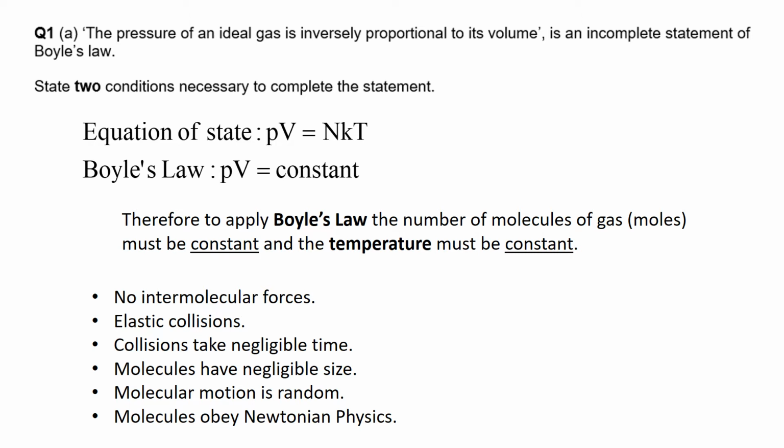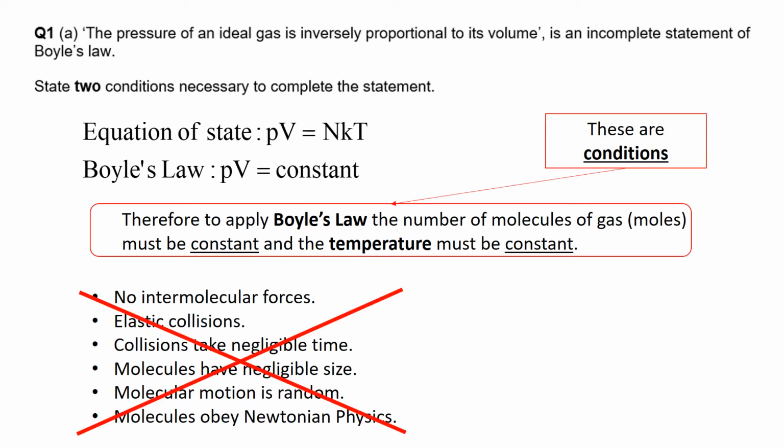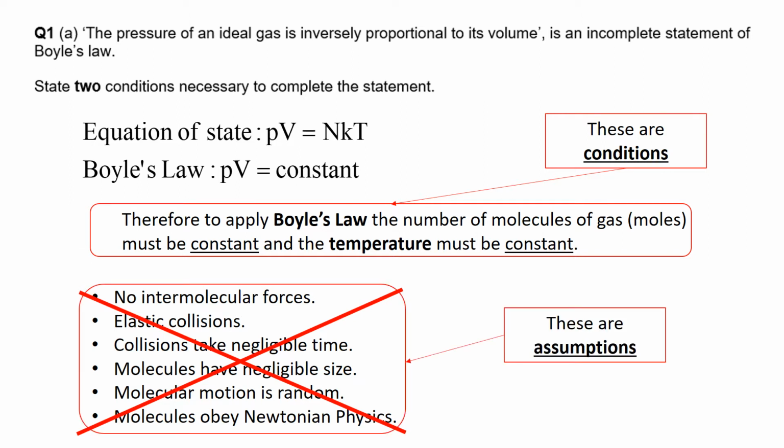So these two things we can see up here we would call conditions. Pressure, volume, temperature, they're all conditions in which a gas can find itself. These other things are the assumptions we make when we're dealing with ideal gases using the kinetic model of matter. So it wanted the conditions here, so it's wanting temperature and number of molecules.